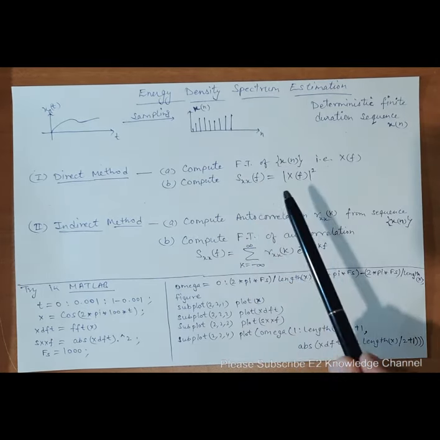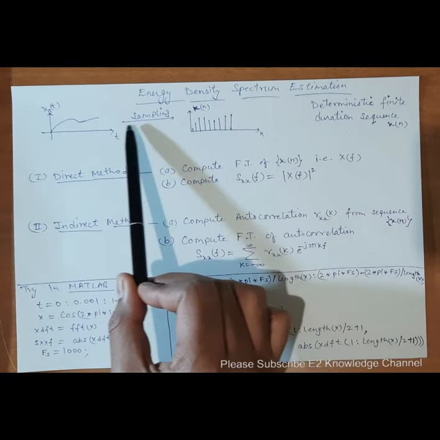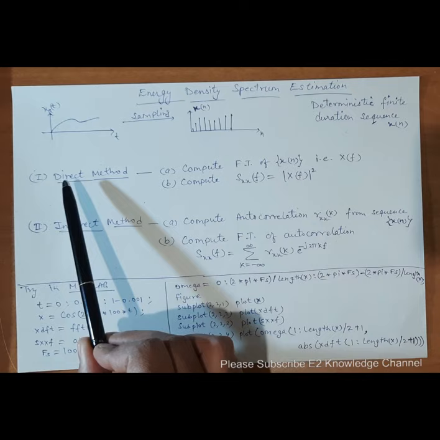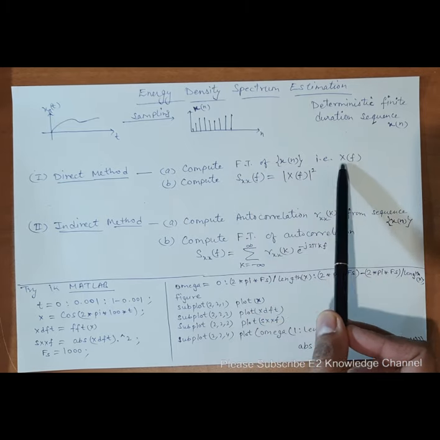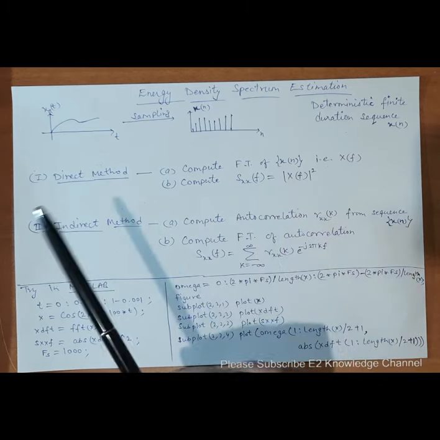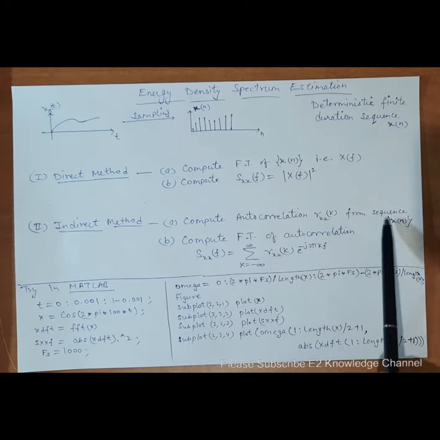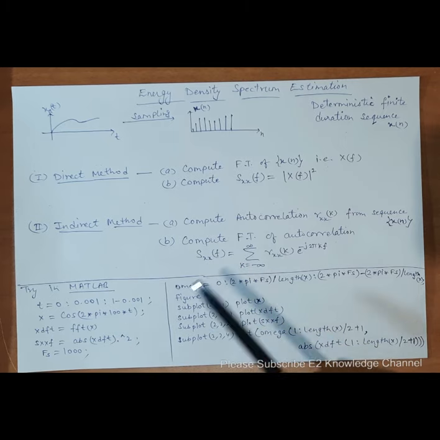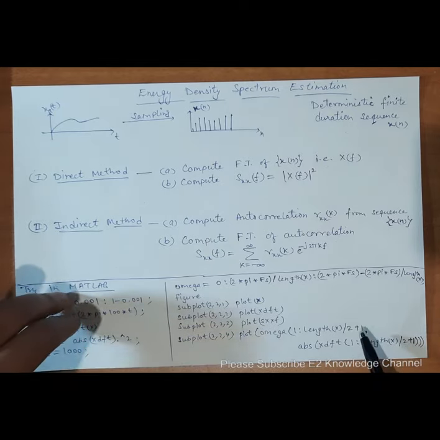So this is the energy density spectrum estimation technique, the mathematical technique, you can say. First, the analog signal is sampled to make it a discrete signal x(n). It should be a deterministic finite duration sequence. We have two methods now, direct and indirect, which we discussed in the previous slide. The direct method is to compute the Fourier transform of x(n) and square it, and we have the energy density spectrum. In the indirect method, we compute the autocorrelation first from the sequence, and then find the Fourier transform of this autocorrelation function, and we have the energy density spectrum. So these are two methods, and we have implemented MATLAB code for finding the spectrum of a cosine signal. You can check it and find the output, how it looks.